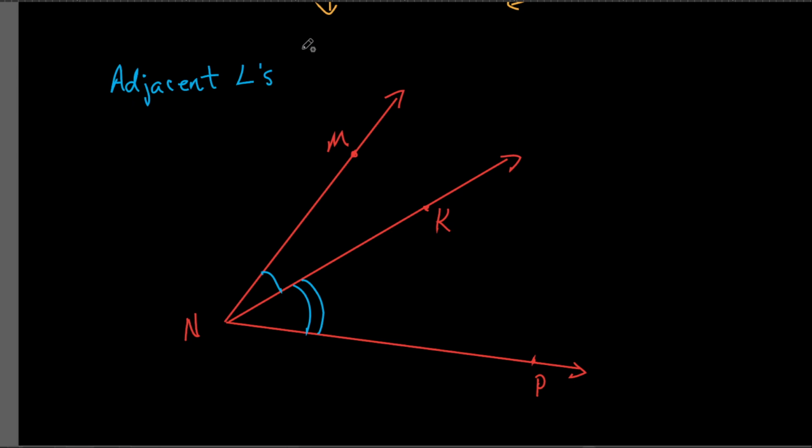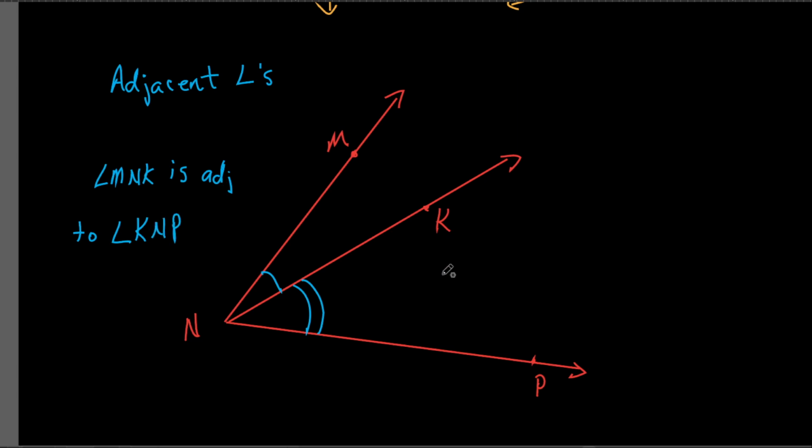Now, there's no special symbol for adjacent. You would just say, how would we name this angle with one arc right here? We would name it MNK. Very good. So we would say angle MNK, we don't have any special symbol, so we just say adjacent. I'll just put ADJ, is that all right? Is adjacent to angle KNP.